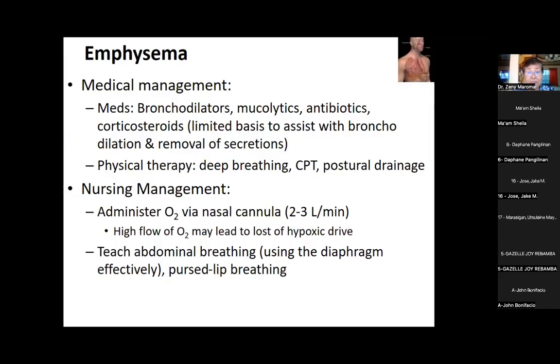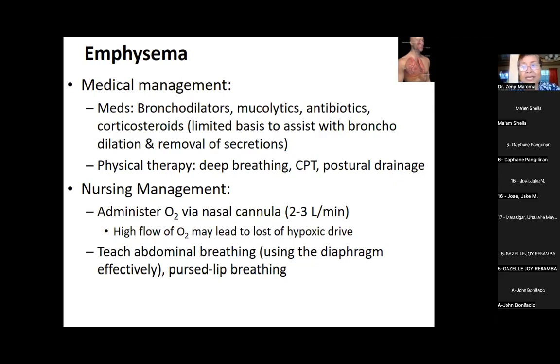Okay, while dito sa right side, ayun, di ba, namamanas, blue bloater, chronic bronchitis. So the medical management, tulad ng introduction ko kanina, pare-pareho lang sila: bronchodilator, mucolytic, antibiotic, corticosteroid, and the breathing exercises, postural drainage, chest physiotherapy. Nursing management: administer oxygen via nasal cannula, about 2 to 3 liters per minute. Because high flow of oxygen may lead to loss of hypoxic drive.